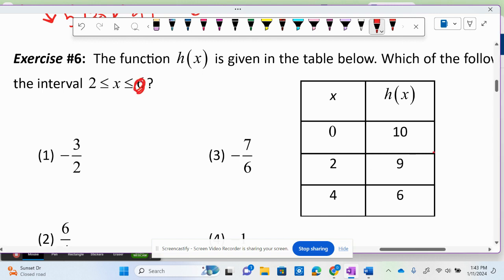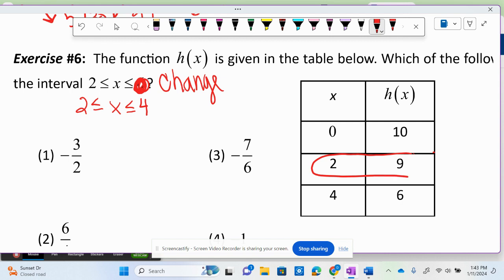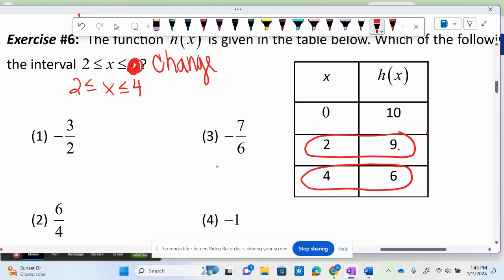So I wrote myself a note and I put change. The 6 isn't even in our table. Change this to a 4. So I really want it to say 2 is less than or equal to x is less than or equal to 4. So that's the first thing that we're going to do. Change that. Okay. So that means when x equals 2, what is my output? 9. And when x equals 4, what is my output? So we're just comparing those. What did I do to 9 to make it equal 6?